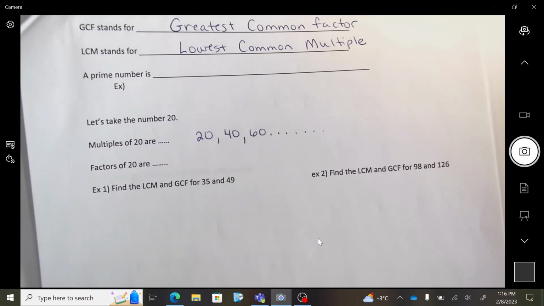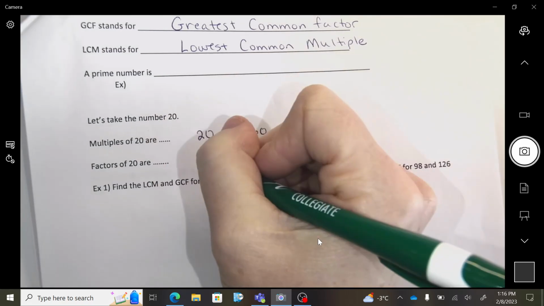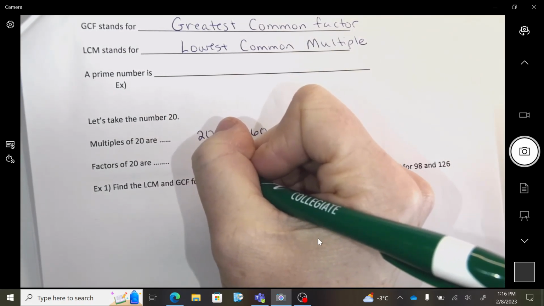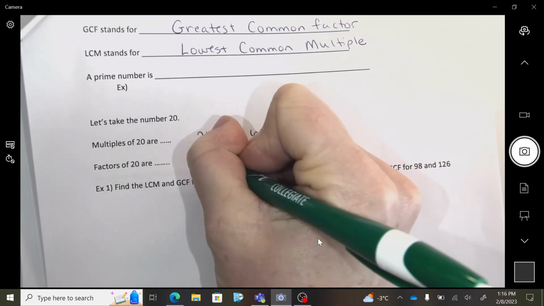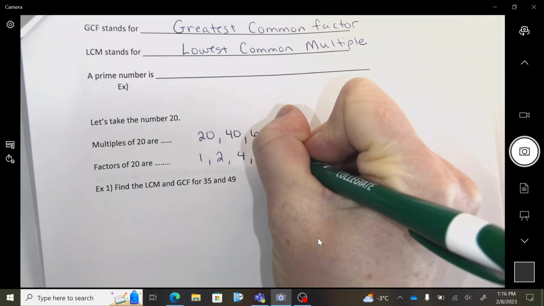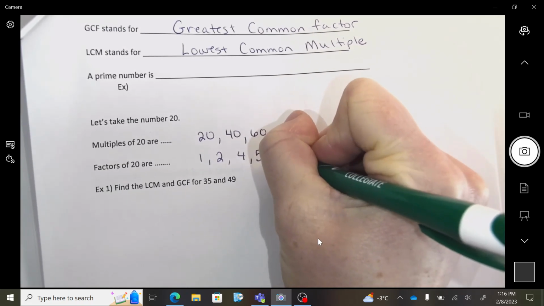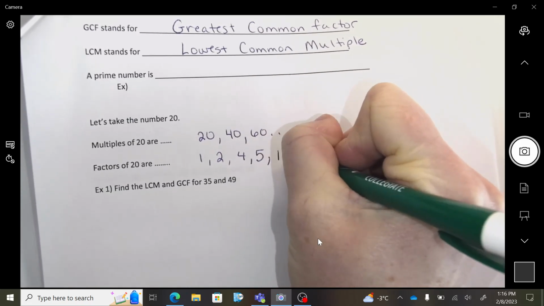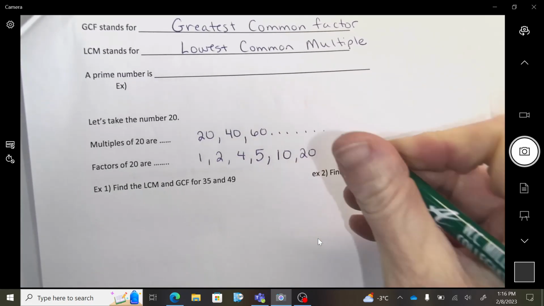Now if I say it the opposite way, what is a factor of 20? Think kind of opposite of what we just did. What could I divide 20 by? 1, 2, 4, 5, what else? 10, 20.